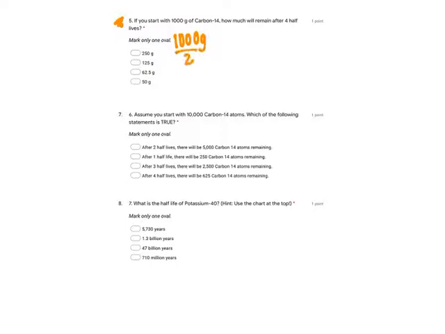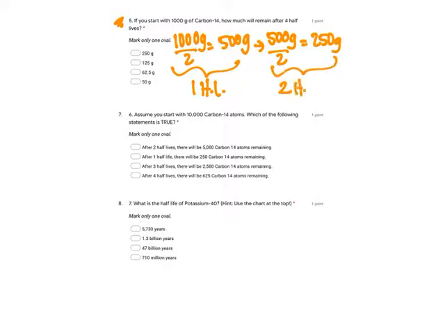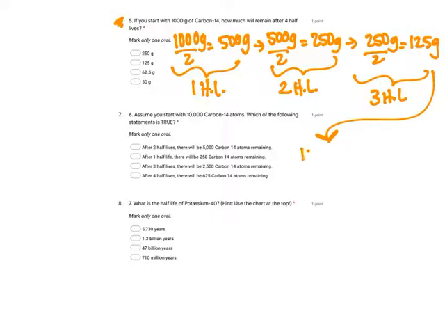1,000 grams divided by 2 gives us 500 grams after the 1st half-life. 500 grams divided by 2 would give us 250 grams after the 2nd half-life. 250 grams divided by 2 would give us 125 grams at the end of the 3rd half-life. And then we're going to divide this one more time by 2 to find that we would have 62.5 grams at the end of the 4th half-life. So that would be our answer.